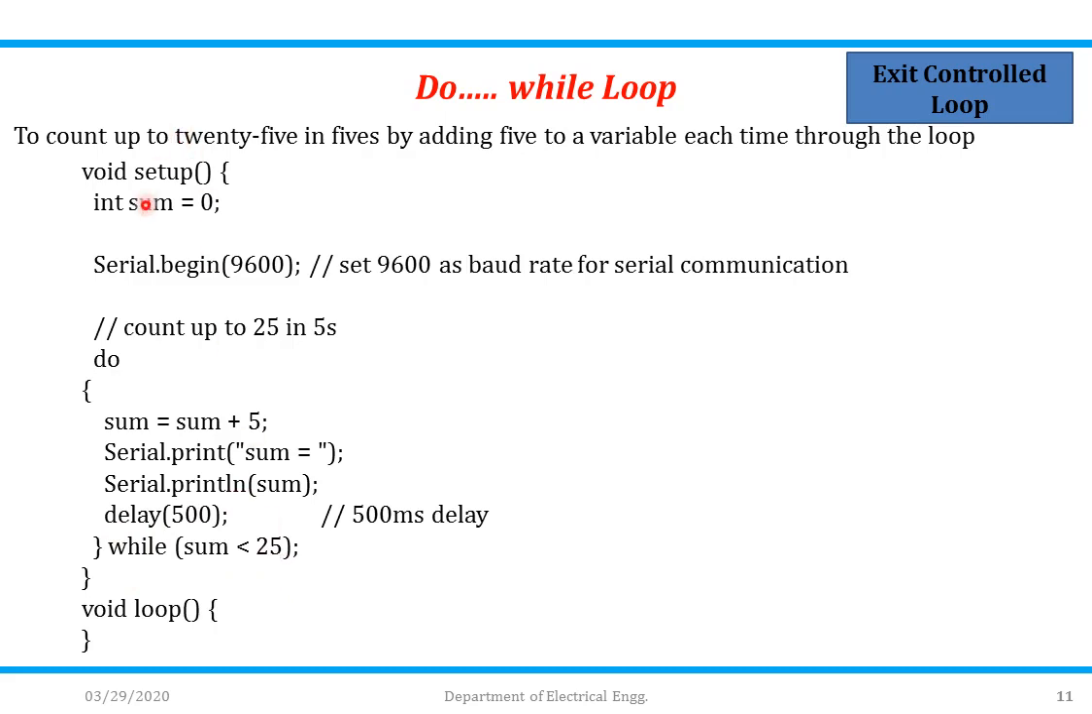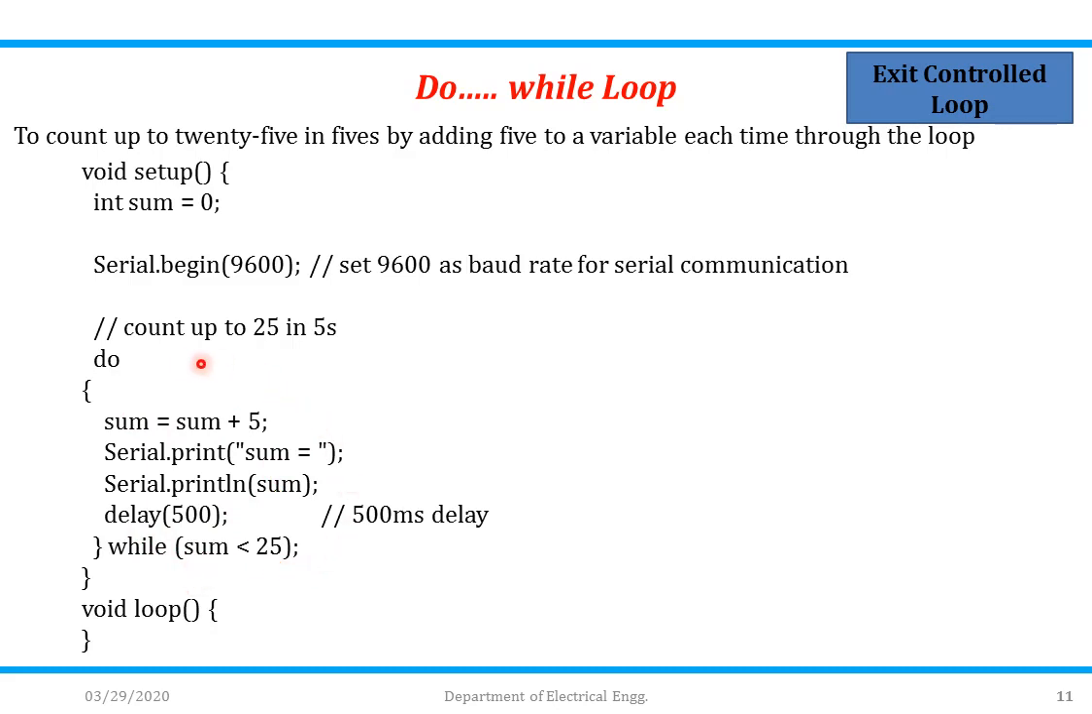So the question is why I have taken sum equal to 0 here. If you observe sum equal to sum plus 5, what is the initial value of sum? It should be 0, otherwise it will take some garbage value. So it should be declared equal to 0. What happens? This 0 will be stored here. 0 plus 5, what is the value in sum? 5. So therefore it will display sum equal to 5. After that it will check the condition. Now whether your value 5 is less than 25, yes.